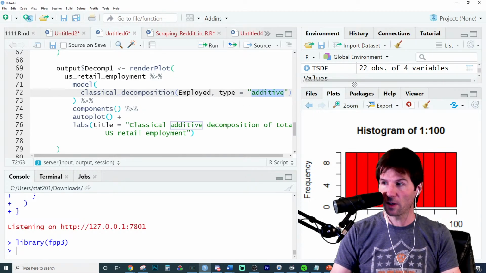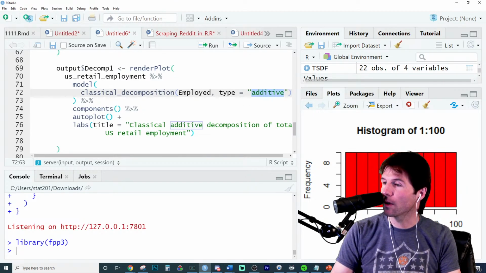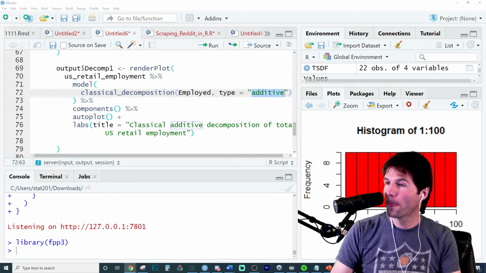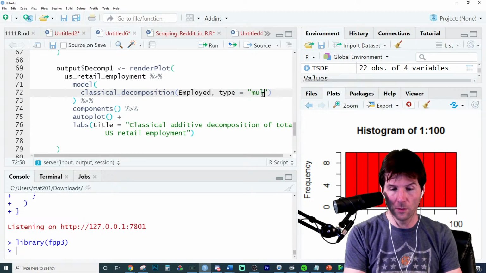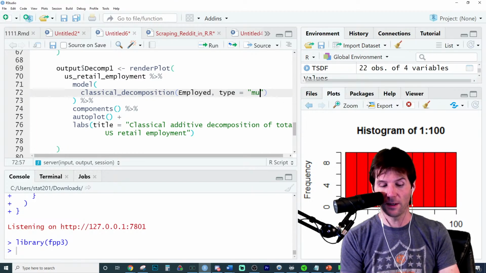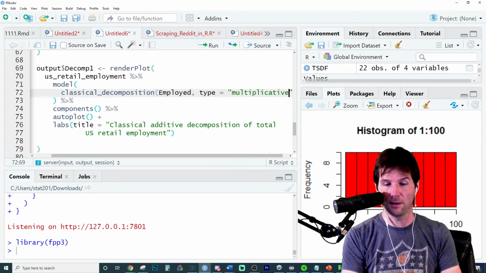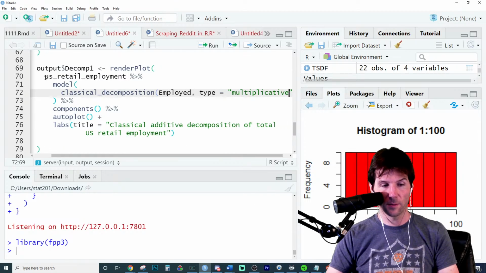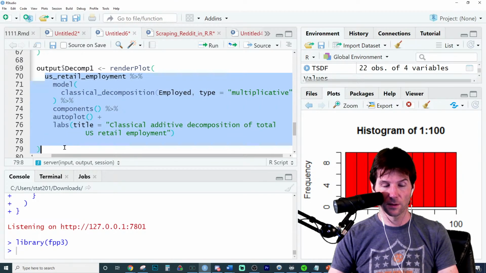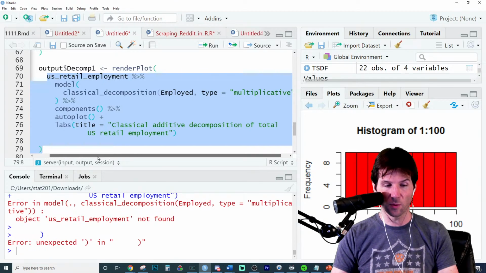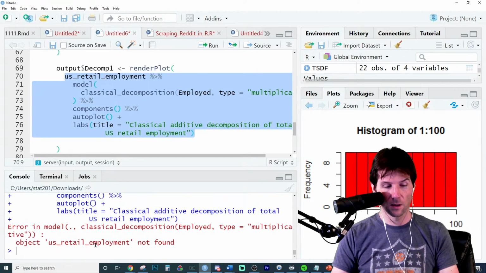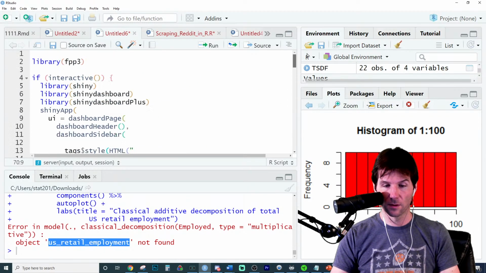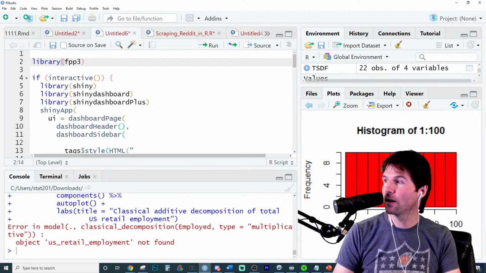And then multiplicative. I always spell multiplicative wrong. Sure, let's give it a shot. Not gonna spell it right. Multiplicative. I think it's right. Here, watch this. Let's run it. Unexpected parentheses close. U.S. employment not found. Oh, do we have to filter this data?